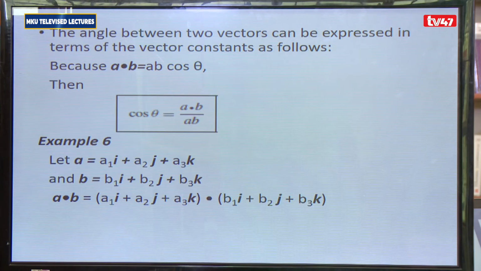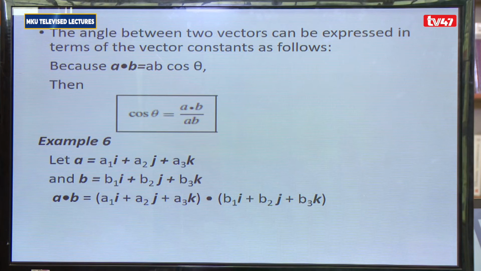So for the first part, for the i, you are going to have A1 B1 i dot i. Remember, this one is dot, that's why I'm using dot, because you are doing a dot product. Then the second one is A1 B2 i dot j, so it is i now multiplied by j, and then plus A1 B3 i dot k.